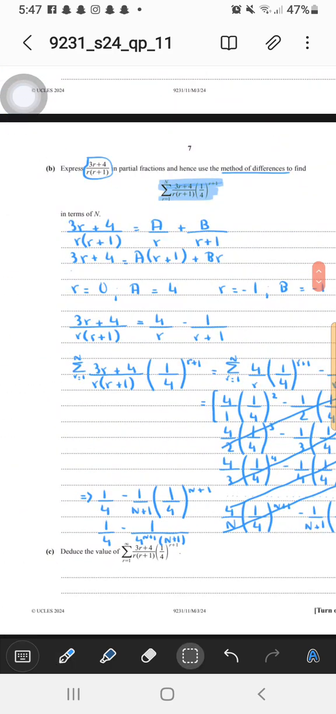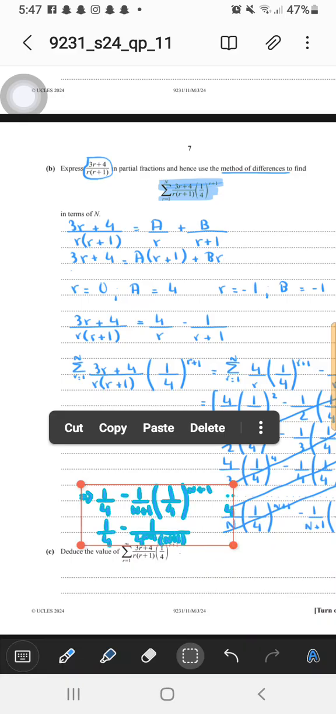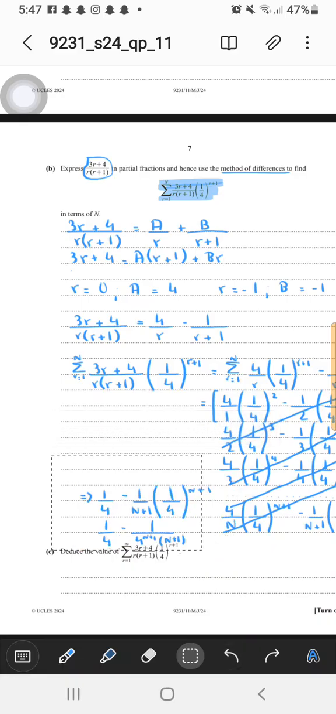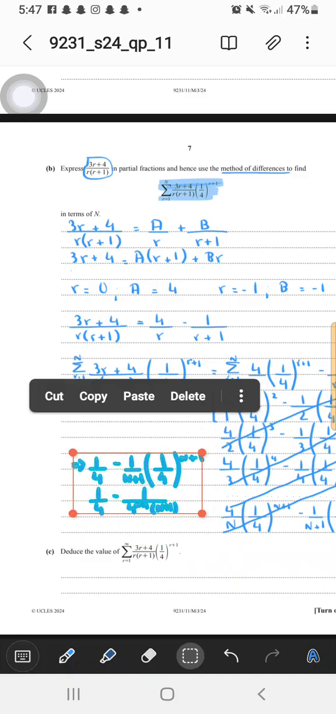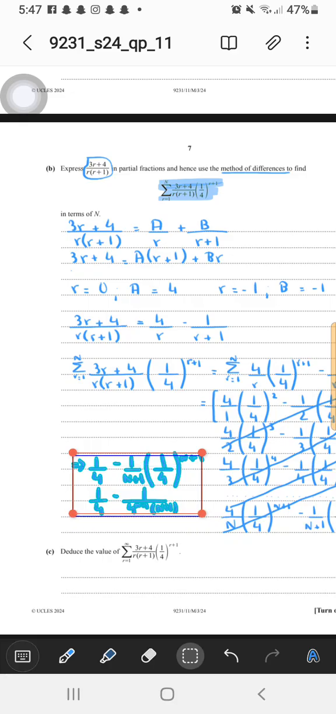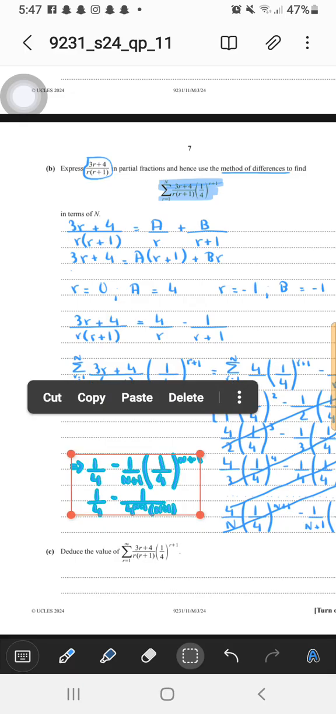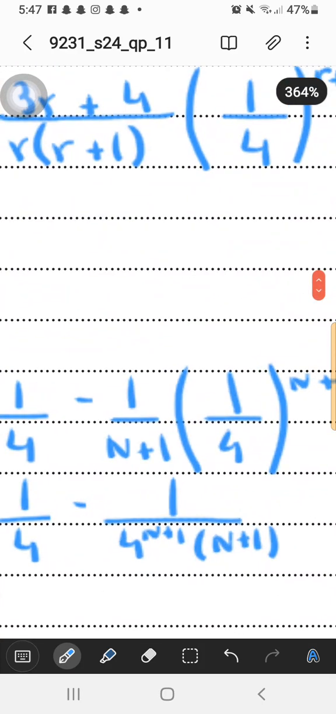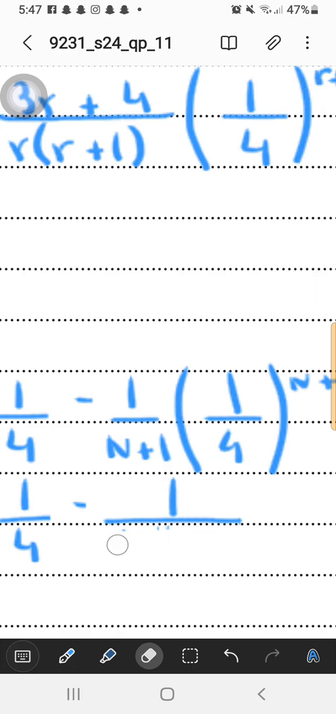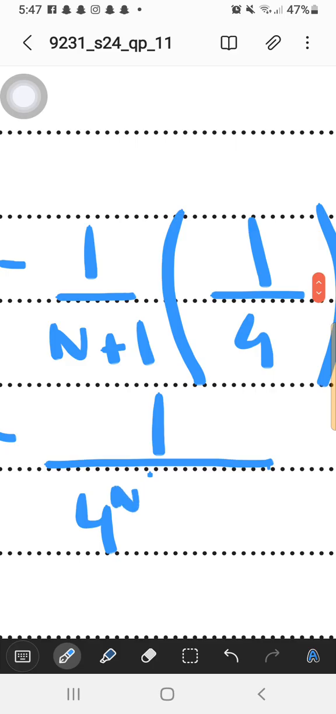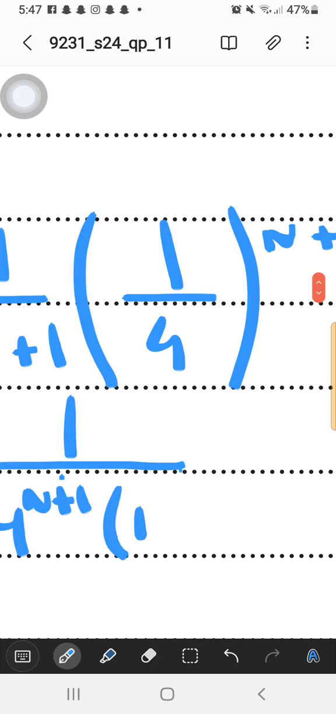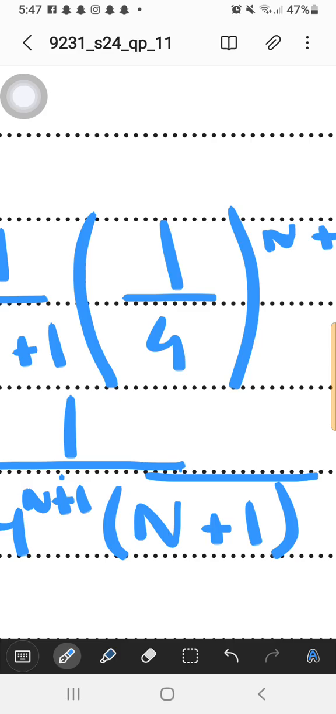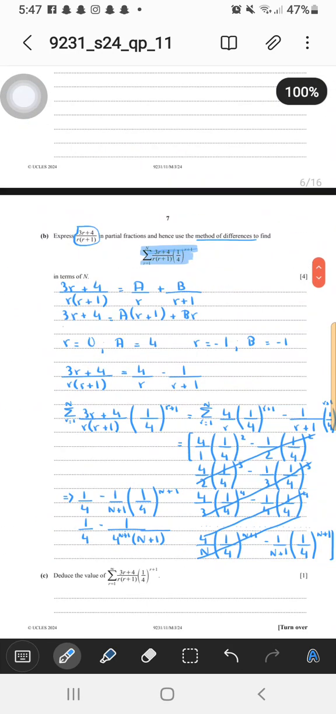I want some space to write it nicely. Then I will move on to the next and last part of this question. Wait for a bit. Give me a minute. Sorry, not a minute. You have to write it nicely. I want the space. Now I can write it nicely. Yeah. Here 4 power n plus 1 multiplied by n plus 1. Okay, so this is our final answer.